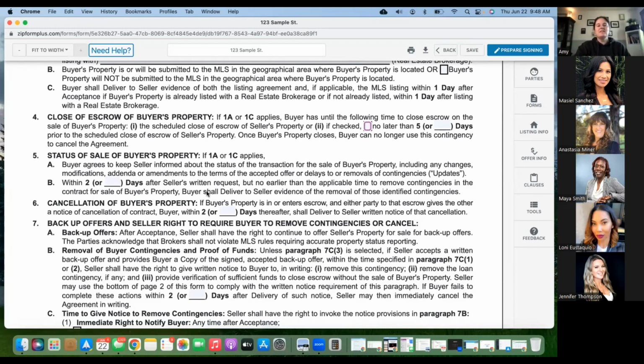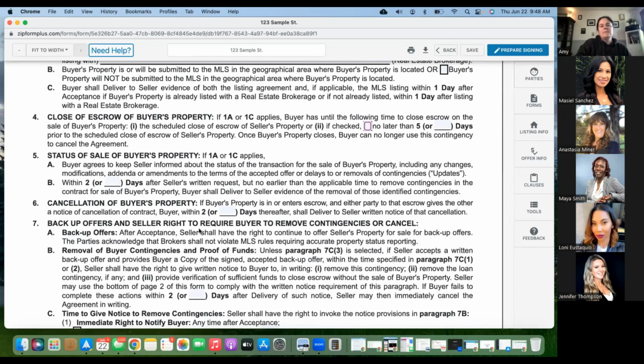Within 2 days after the seller's written request, but no earlier than the applicable time to remove the contingencies in the contract for sale of the buyer's property, buyer shall deliver to seller evidence of the removal of those identified contingencies. So we get the contingency removal from our buyers that are buying our buyer's property, and we provide those to the seller so they can see that we're moving along and all those contingencies are being removed. The reason we have to do that is if that buyer walks away from that property that we're selling as a buyer, we have the right, if we've done 1A or C, which is the close of escrow of the property, to cancel this whole agreement. So they just want to be kept up to date.